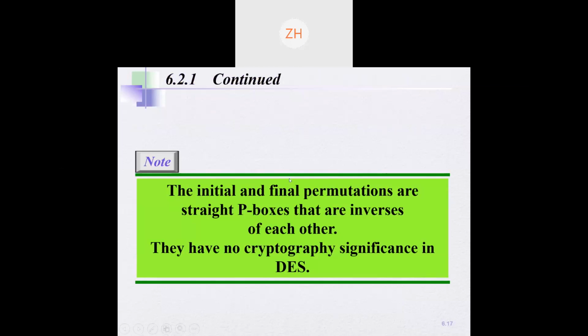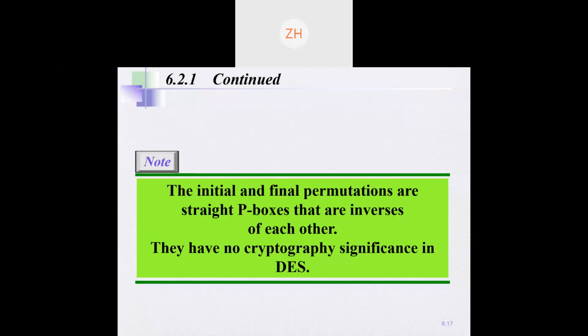So what are the initial and final permutations? They are just P boxes, permutation boxes that are inverse to each other, and they have no cryptography significance in DES. What does it mean? Permutation boxes have no cryptography significance in DES. Why do they say it like this?